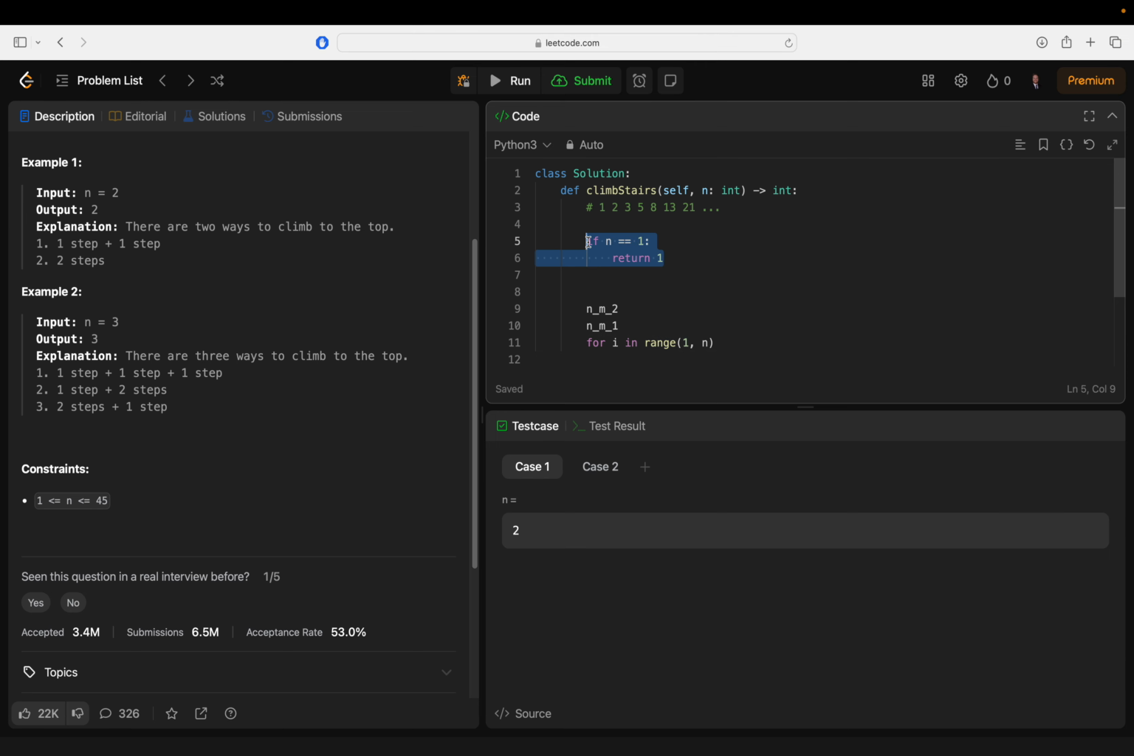Okay, actually, you know what? We don't need to even check for the one, because we can just set the... We do need to set a dummy value, like a base value for these two. So let's set this to be 0, and this to be 1.